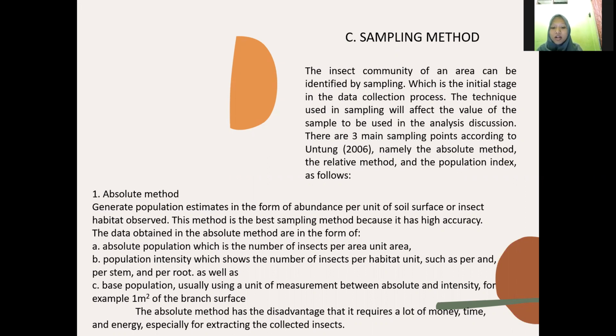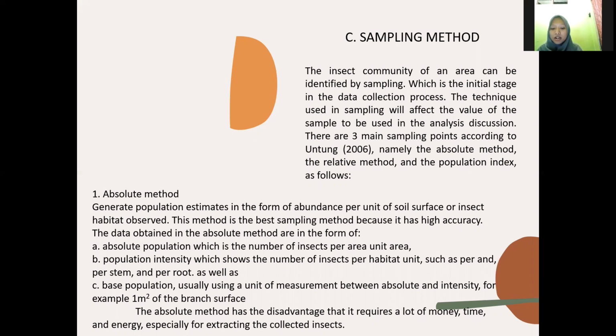The first one is the absolute method. It generates population estimates in the form of abundance per unit of land surface or insect habitat. This method is the best sampling method because it has high accuracy. The data obtained in the absolute method are in the form of, first, absolute population, which is the number of insects per unit area.